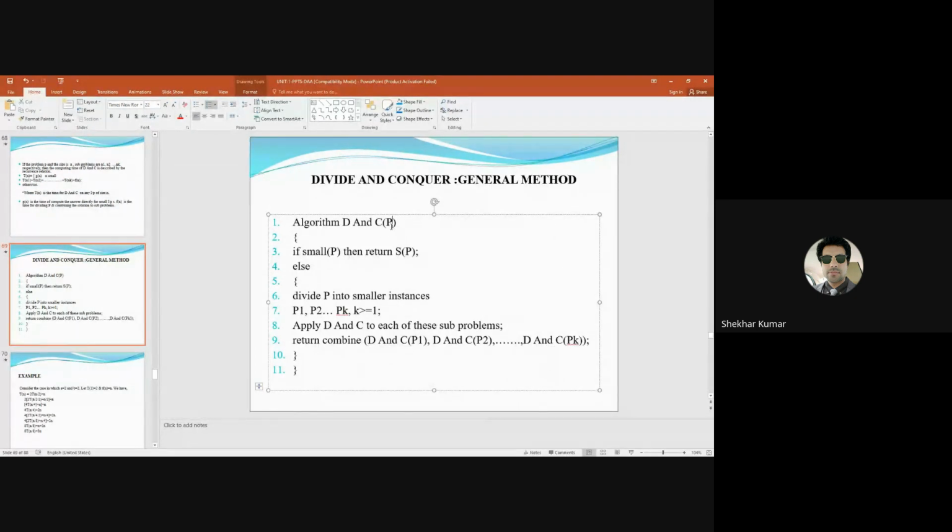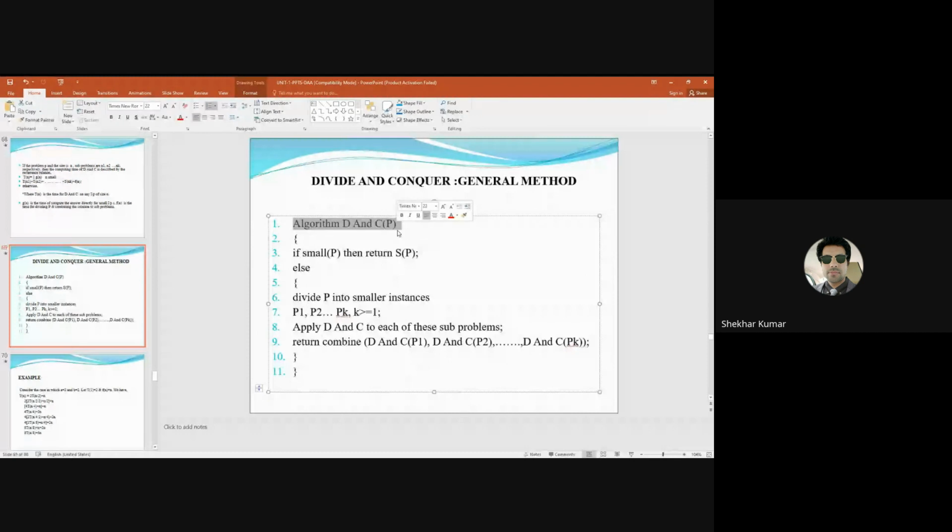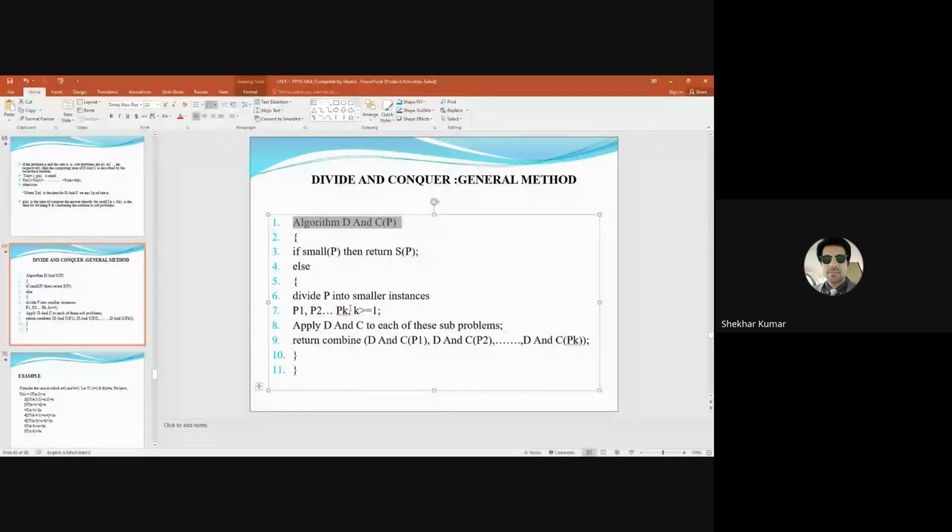There is a complete problem P. I have applied divide and conquer on P, and after using divide and conquer on problem P, I have divided the problem into P1, P2, P3, Pk. And further I have applied the divide and conquer approach on all the subproblems until it becomes minimum. After that, I have combined all the solutions from the subproblems. Then I have found the complete solution of the particular problem P.